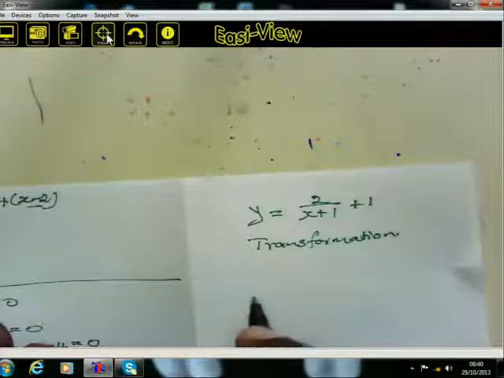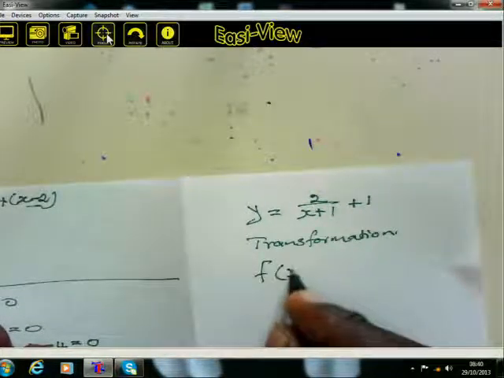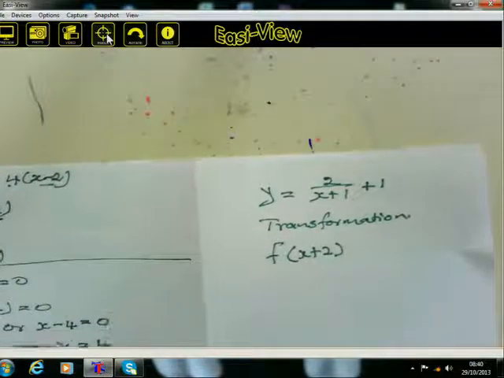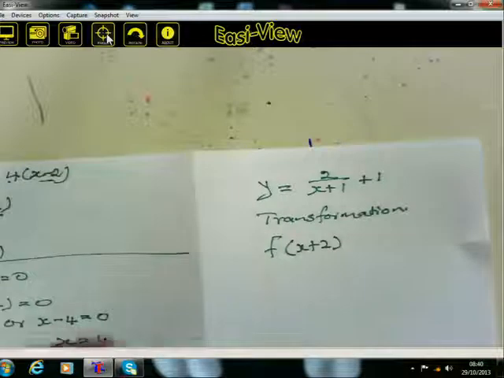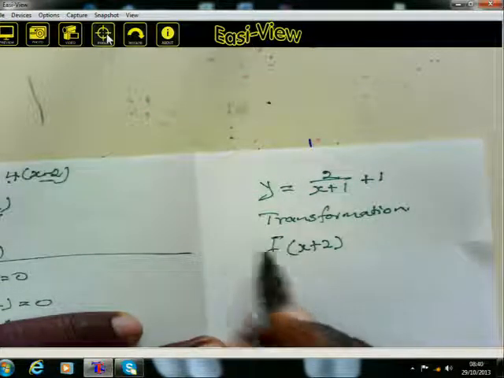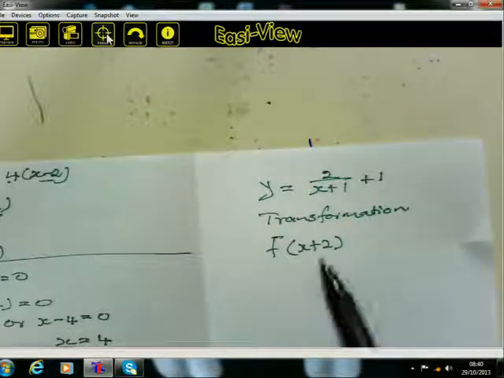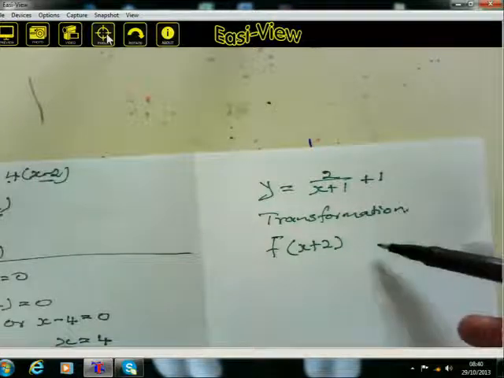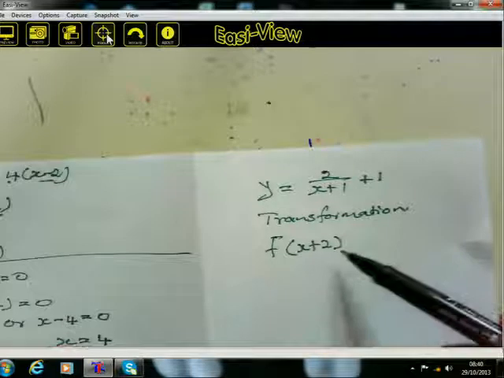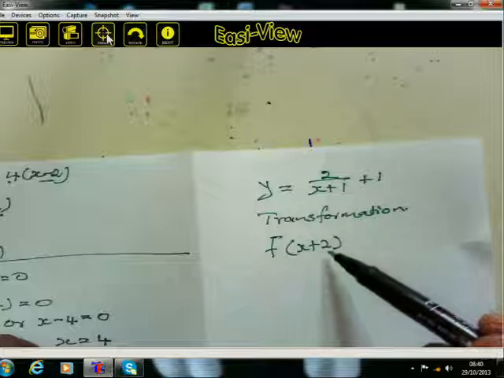Let's say you are given f at x plus 2. They want the new equation when our graph, our f at x, moves to f at x plus 2. So in this particular question, they've included a transformation on the graph. So what does that mean? It means that where I see x, I must put x plus 2.